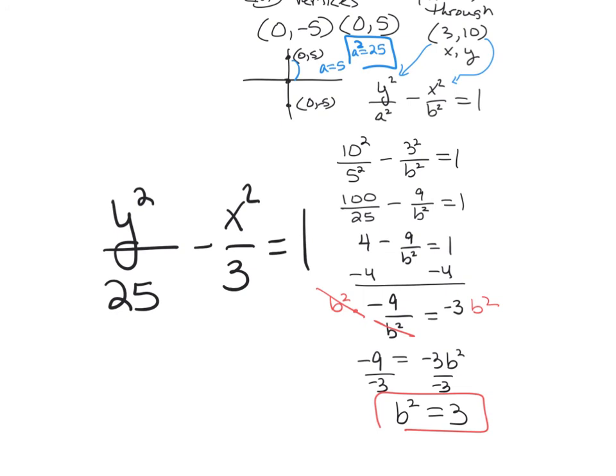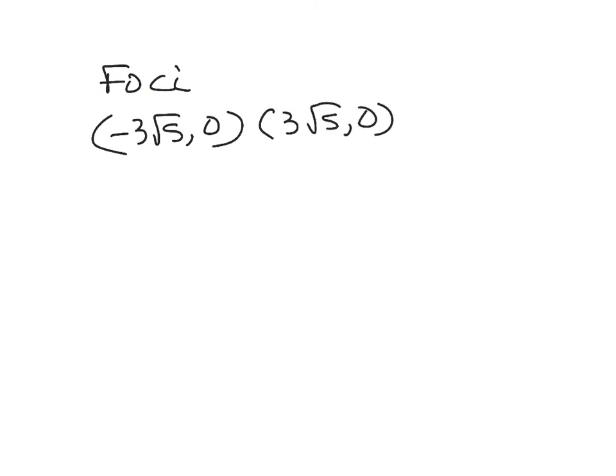Let me try to squeeze in 2 more examples before the bell. Here we go. This time, foci located at negative 3 radical 5, comma 0, positive 3 radical 5, comma 0, with an asymptote at y equals plus and minus 2x.